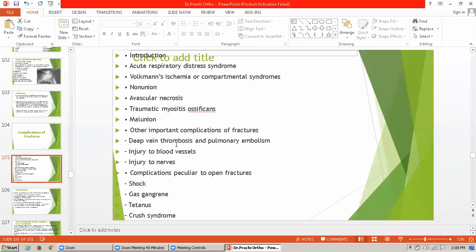Other important complications of fractures are deep vein thrombosis and pulmonary embolism, injury to the blood vessels, injury to the nerves, and complications peculiar to open fractures: shock, gas gangrene, tetanus, and crushing.